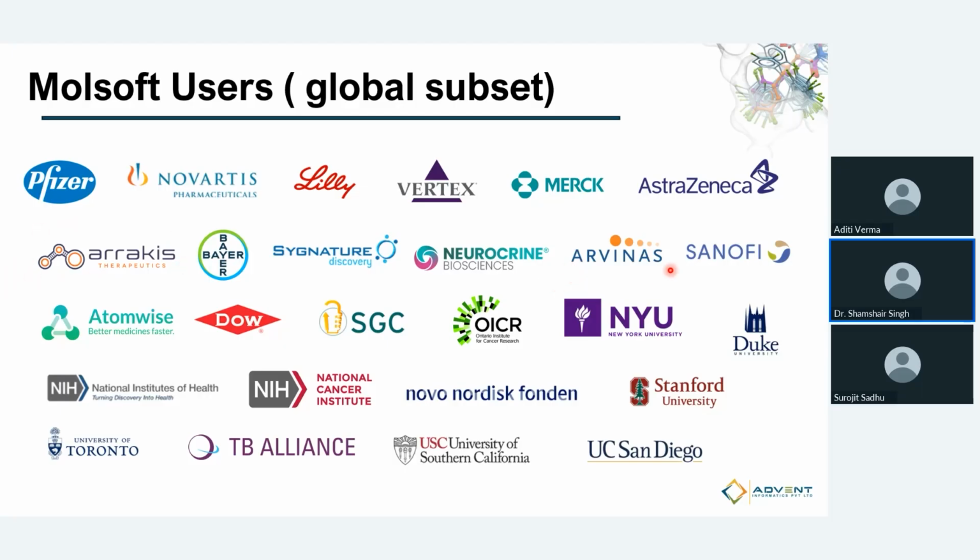Similarly, Arvinas, as everyone knew, very recently the PROTAC has been approved for estrogen receptor, and they are also using ICM MolSoft for their research. Coming to not-for-profit organizations like NIH, NCI again uses ICM MolSoft, and other big global universities like Stanford University, Duke, University of Toronto, University of Southern California also use MolSoft for their research.